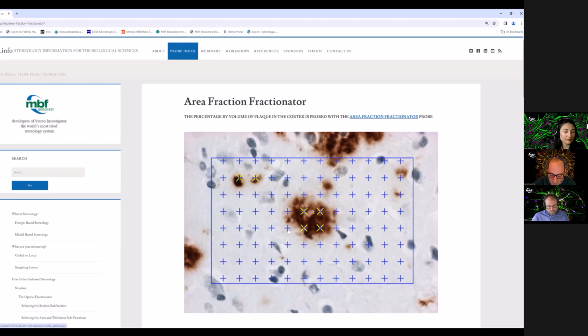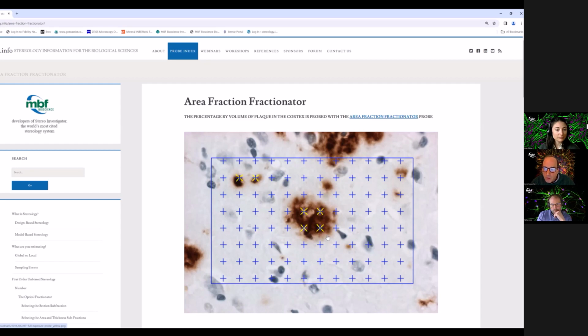In fact, the CE was invented for volume before it started being used for number, at least the Gundersen CE. If you are seeing the same number of yellow X's from section to section, that means you've got a pretty homogeneous situation and you might be doing enough counting. But if you're getting variance in the number of yellow X's from section to section, that means there's variance in the amount of plaque or whatever you're trying to estimate the percent by volume.